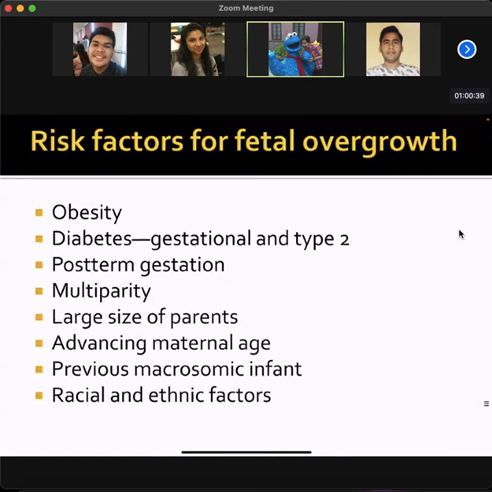What are the risk factors? Well, as I have shown you, flashed in the previous slides, we have the maternal, placental, fetal factors, and genetic factors. So, an increased supply of nutrients will lead to fetal overgrowth. So these are the factors. One would be obesity, diabetes, gestational and type 2 diabetes, post-term gestation, multiparity, of course, large size of parents, advancing maternal age, previous macrosomic infant, and racial and ethnic factors.